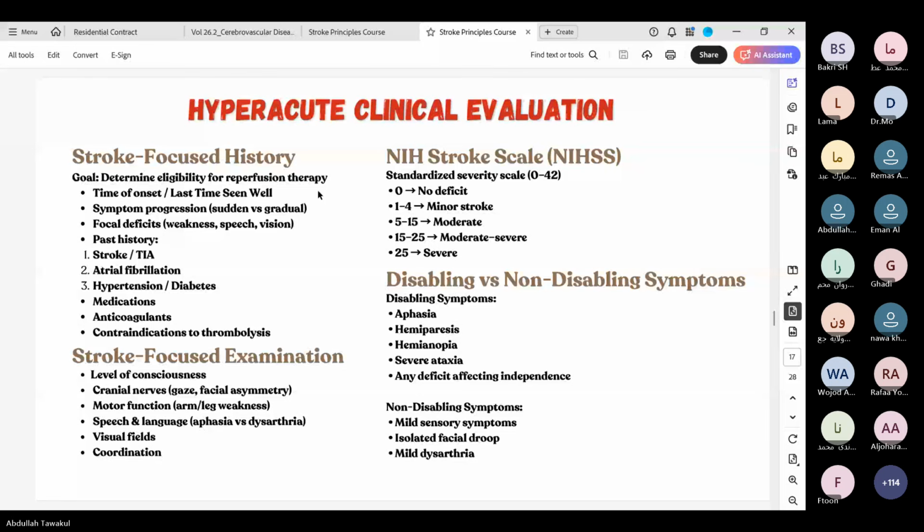Clear? And the reason why we do this is because we want to avoid complications. We don't want the patients to bleed, because if the patient had stroke symptoms for a long time, this can put the patient at risk of hemorrhagic conversion. Clear?